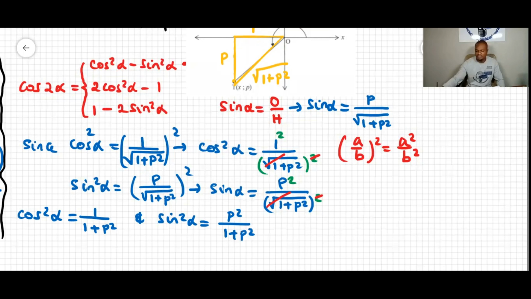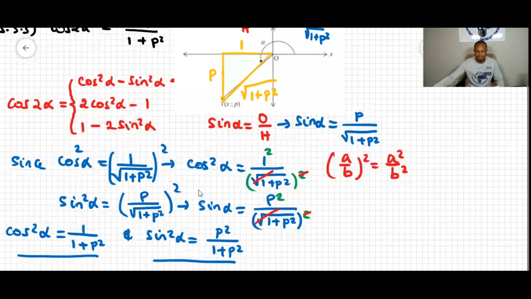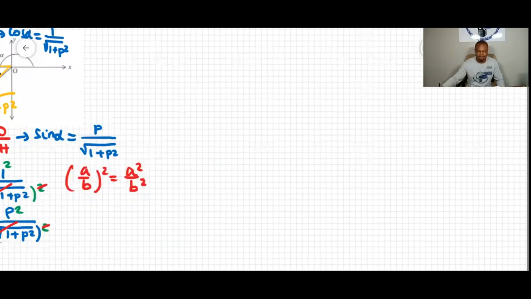Now that we have worked it out, we do know what cos squared alpha is. We do know what sine squared alpha is also. Okay, we can then substitute, let's say we're working out the first property. Okay, let's split here.